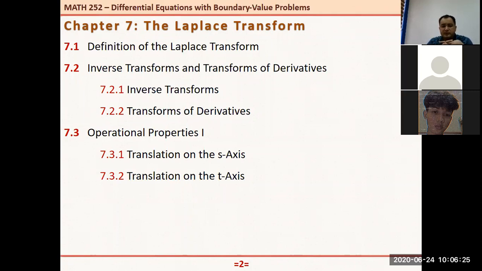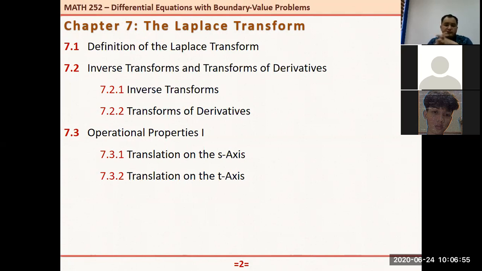This chapter 7 is about the Laplace transform, one of the very powerful tools in differential equations. We will talk about its mathematical part: what is the mathematics of this Laplace transform? It has a lot of applications in engineering and other branches of science. But here we will focus on what it is, how we calculate it, and how we apply it to problems.